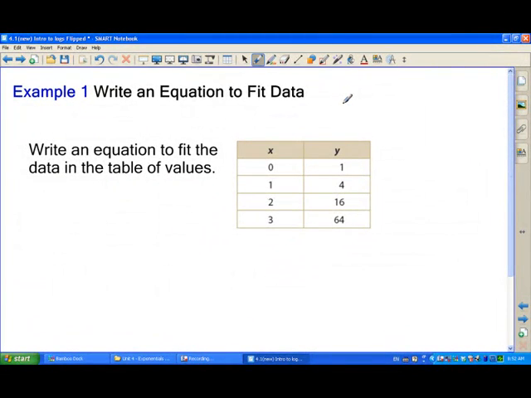Okay, another example just around exponential functions. We would like to write an equation to fit the data in this table of values. So the general form of our exponential equation is y equals a times b to the power of x. We can pick some values from our table of values to sub into the general form of our exponential equation. For example, when x is 0, y has to equal 1.